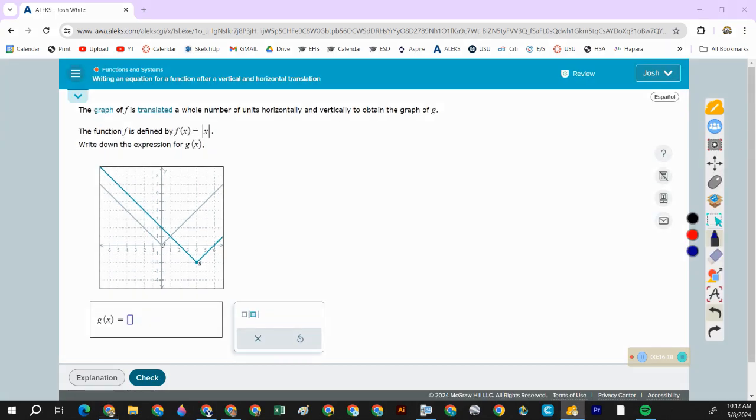So here, if we started with the absolute value of x, and we move the graph 4 units to the right and 2 units down, the x change is 4, and the x change works backwards, so x minus 4, and the y change was negative 2, so it's just going to be x minus 4 on the inside and minus 2 on the outside.